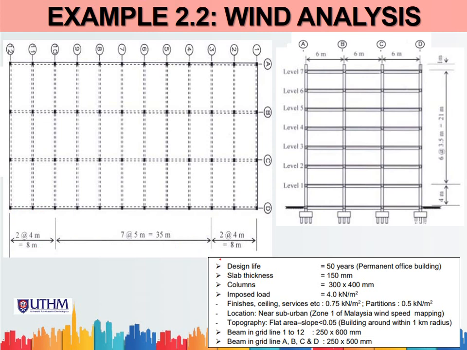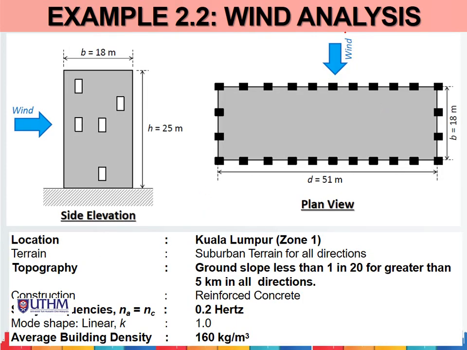51 meter, and the wind comes from this direction. So when the wind comes from this direction, this is the windward side and this is the leeward side. It is expected the shape of the pressure here is uniform, a rectangle, sorry.